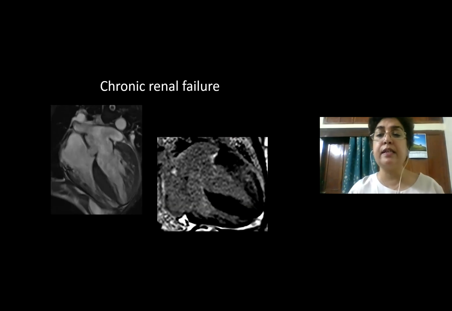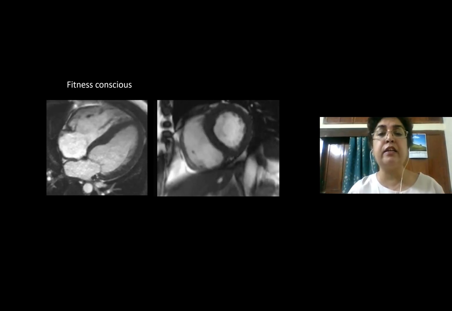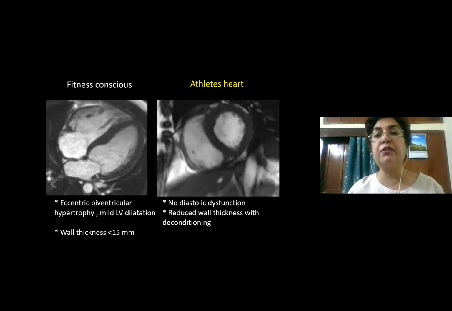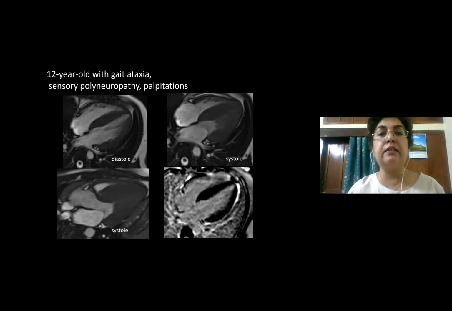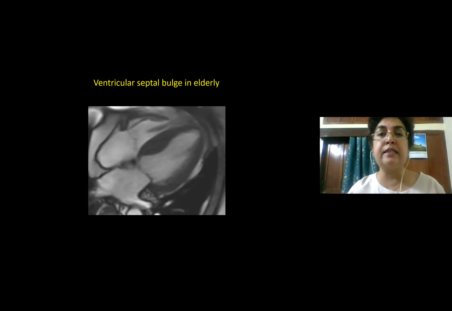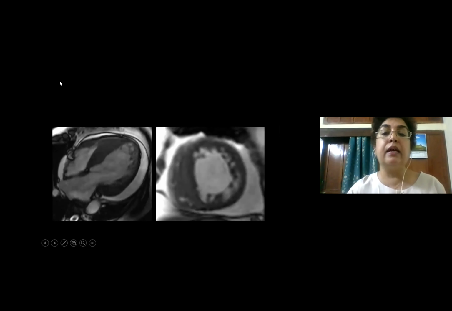Other differentials include chronic renal failure, fitness-conscious patients, athletes' heart, and even conditions which are congenital, like Friedreich's ataxia. Ventricular septal bulge is normal in the elderly, and there is an association between HCM and a condition called non-compaction. I will not go into the details of non-compaction here.